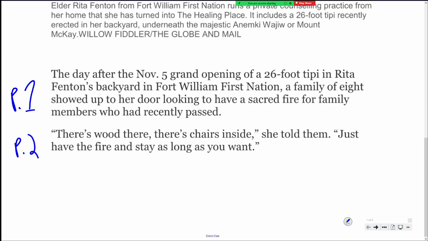So that's a great introduction. It's similar to what we looked at yesterday with the Tom Green article, where instead of saying, this is an article about Rita Fenton, it just opens with a scene, right? So you picture this elder, this massive 26-foot teepee, and this family of 8 who are mourning for their recently departed family members, and she welcomes them in and says, just come inside and stay as long as you want.